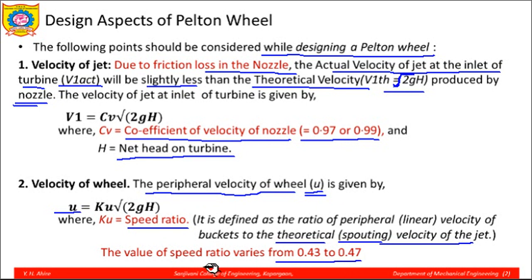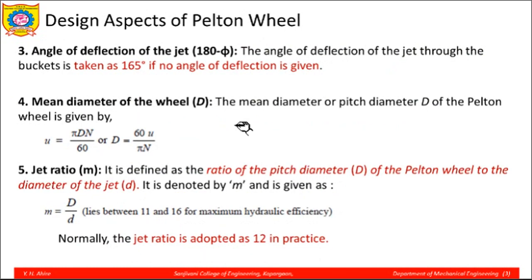In an ideal case, the Pelton turbine will have maximum efficiency when the value of speed ratio is 0.5. This we have seen in the derivation. That was the condition for maximum hydraulic efficiency of a Pelton wheel: u was equal to 0.5 into V1, half of the velocity of the jet.